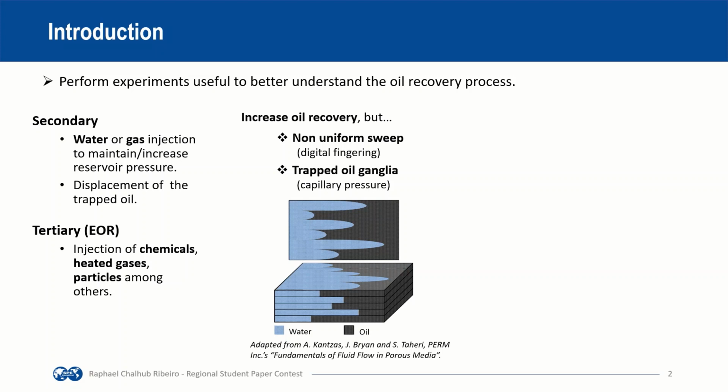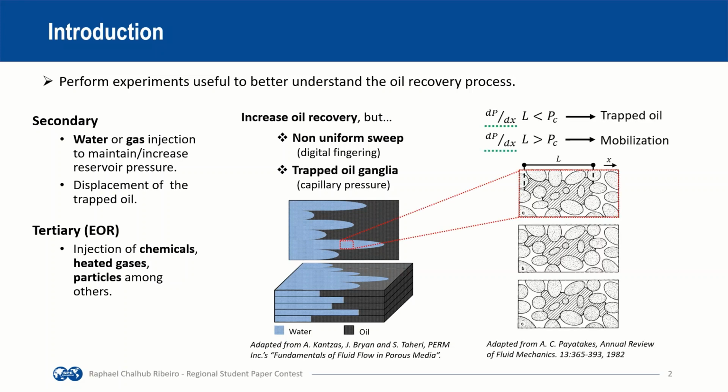These methods comprehend different strategies, such as the injection of chemicals, particles, and the addition of heat. In this work, we analyze the effects of the injection of an aqueous suspension of microcapsules in order to create blockages in the water paths. This causes the increase of local pressure. If it is greater than the capillary pressure, it mobilizes the trapped oil.